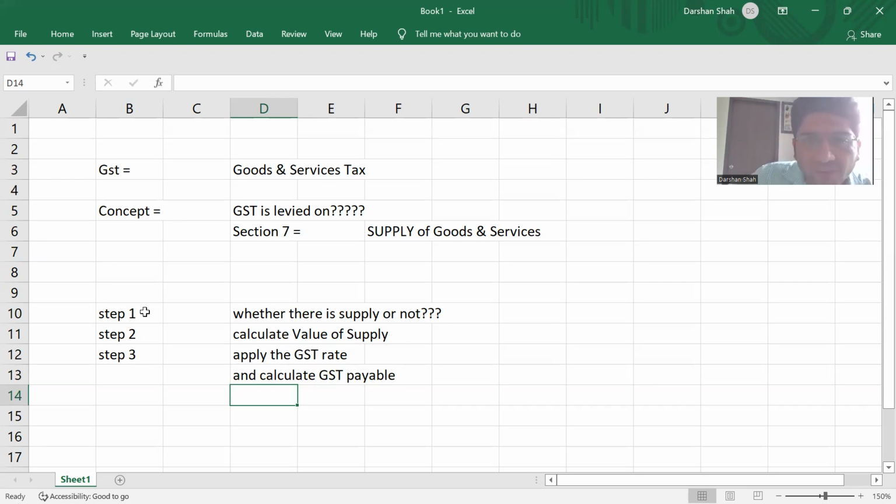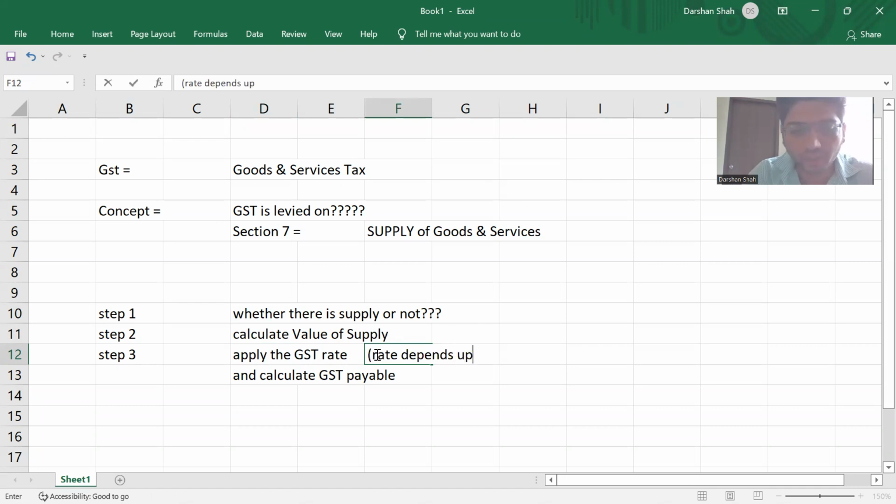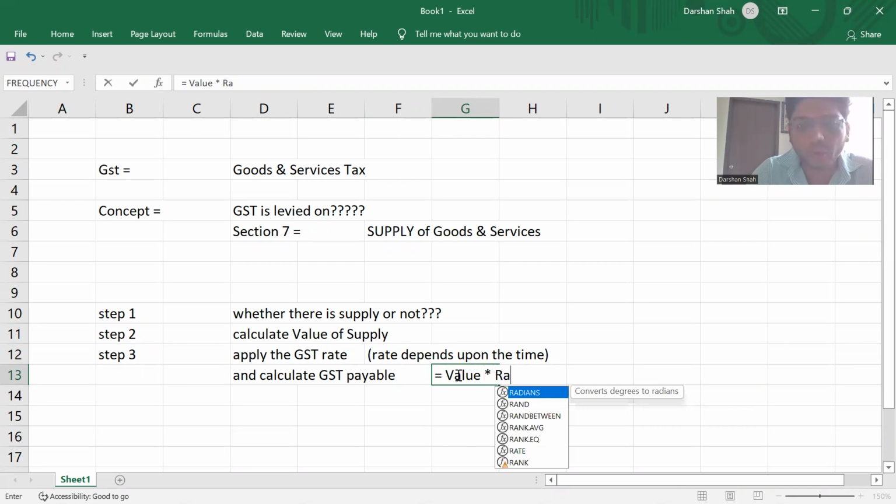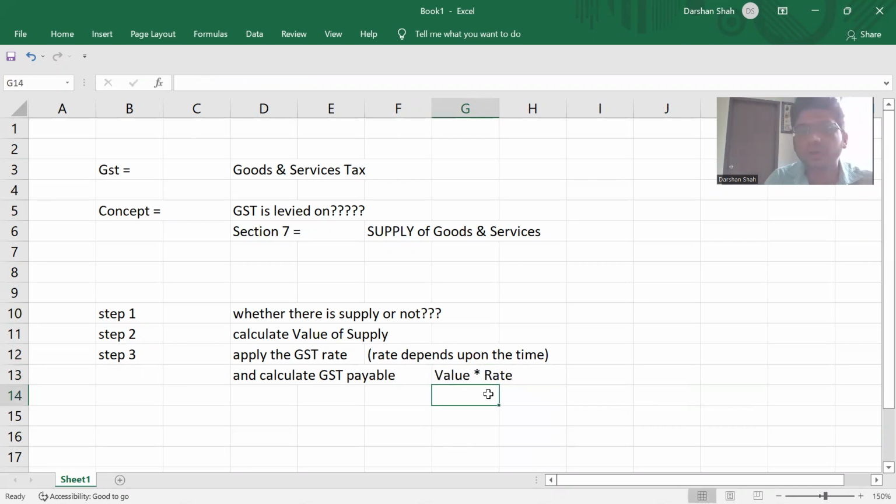Step 1 is see whether there is supply or not. If there is no supply, no GST. If the transaction amounts to supply, then calculate the value of supply. For that we'll study how to calculate value. Once you calculate the value, apply the GST rate. The rate depends upon the time, because GST is an indirect tax, and indirect taxes keep on changing. So the time of supply becomes important. The rate of GST will depend upon the time. Once you know the value and rate, GST payable will be value into rate. Understood what we are doing logically, step by step?